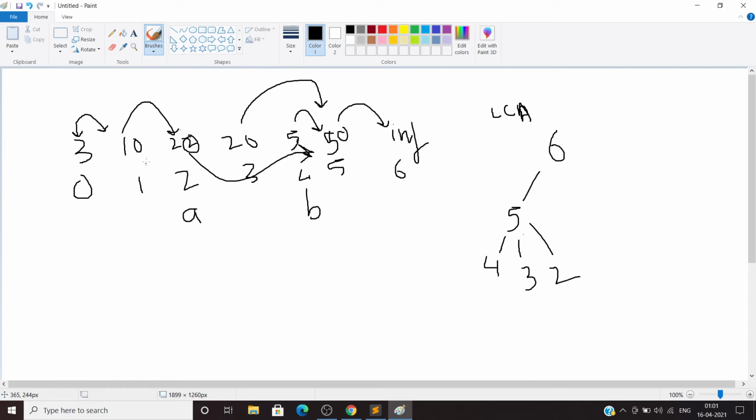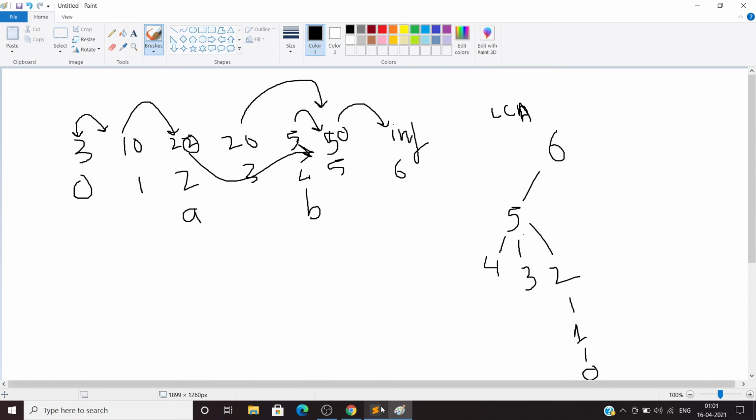And what is this? 2 is connected to 1. And 1 is connected to 0. So this is the tree that I have got here.